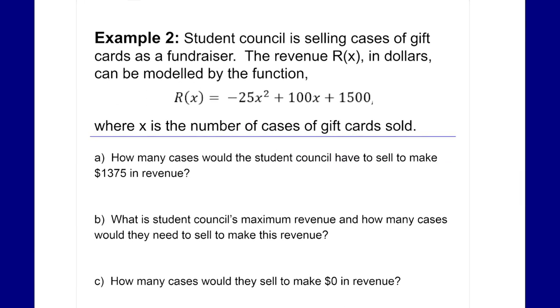Next example, so student council is selling cases of gift cards as a fundraiser. The revenue R(x) in dollars can be modeled by the function R(x) = -25x² + 100x + 1500, where x is the number of cases of gift cards sold. So the first question is asking, how many cases would the student council have to sell to make $1,375 in revenue?